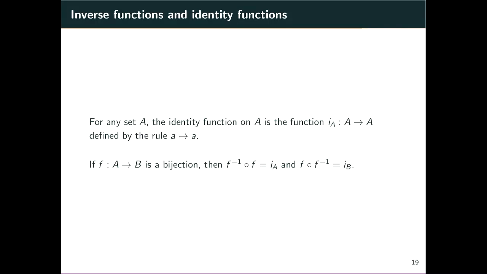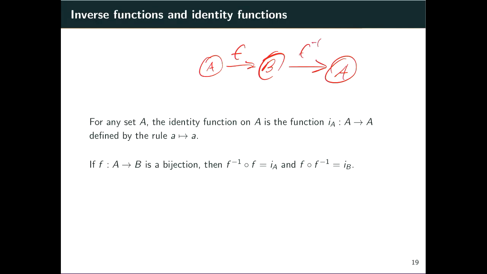And the idea is, if our function is a bijection, then we have these two composition properties. The composition of f inverse with f is equal to the identity on A, and the composition of f with f inverse is the identity on B. Maybe it's useful to write up what this looks like in pictures. So f is mapping to B, and then f inverse is mapping back to A.